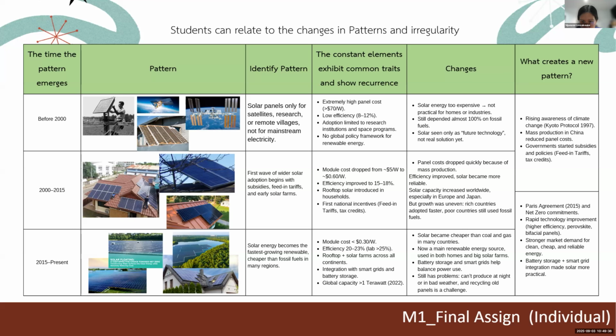But I can see that, for example, you mentioned solar capacity increase worldwide. It's like expansion, like solar energy has been used in many places in the world. So this meets the objective. And for the third pattern, you mentioned it still has problems, can't produce at night or in bad weather. That's a continuous issue, right? So it's okay, that mentions the continuous issue.